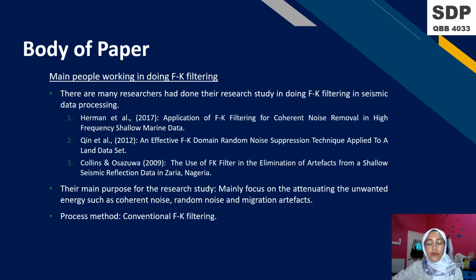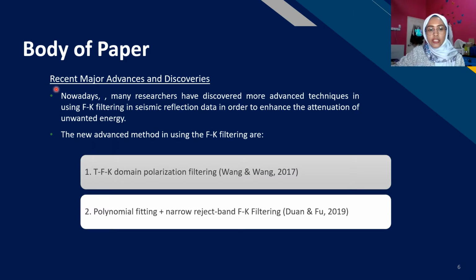So the main purpose of the research studies is mainly focused on attenuating the unwanted energy such as coherent noise, random noise, and migration artifact. In these three papers, they have used the conventional FK filtering in conducting the noise attenuation. Moving on to the recent major advances and discoveries. Nowadays, many researchers have discovered more advanced techniques in using the FK filtering in seismic reflection data in order to enhance the attenuation of unwanted energy.